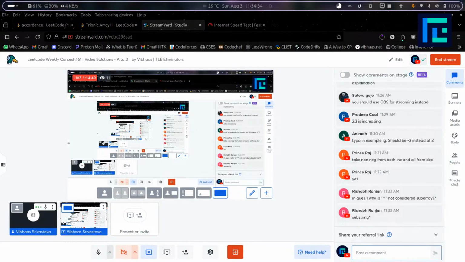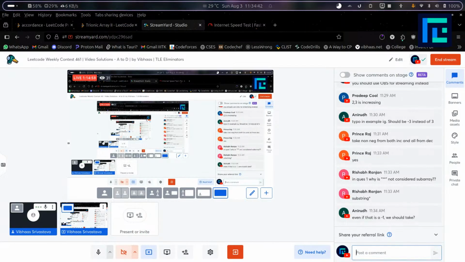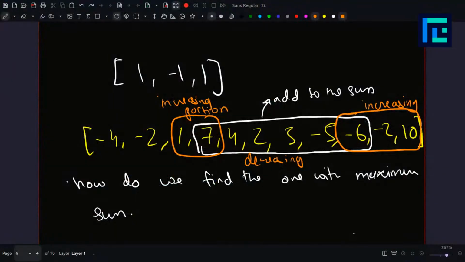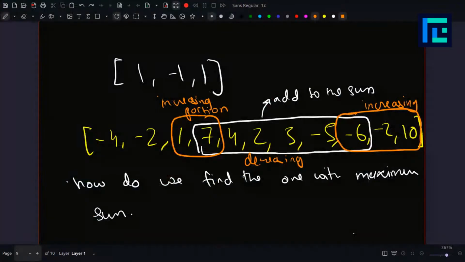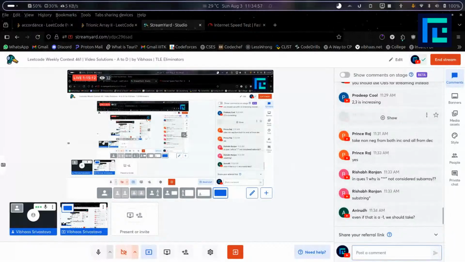Rishabh Rajan asks, in question 1, why is double star not considered a substring? I don't quite understand; I talked about question 3. Anirudh, I didn't quite get it. Oh yeah, here it should be -3. Yes, this should be -3. Thank you for catching that, Anirudh.